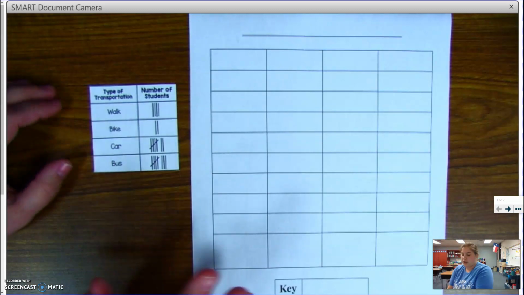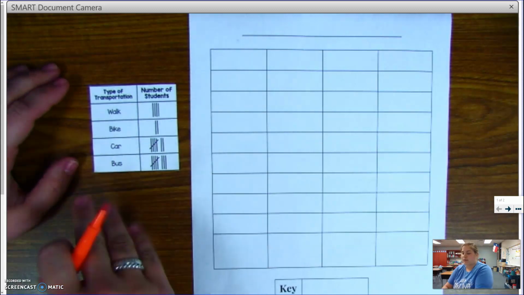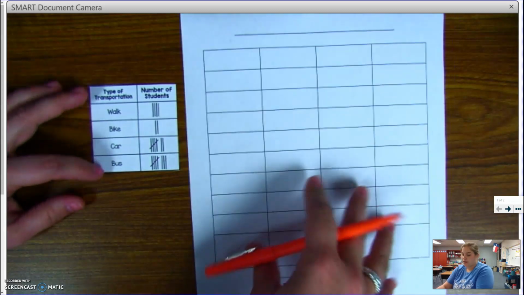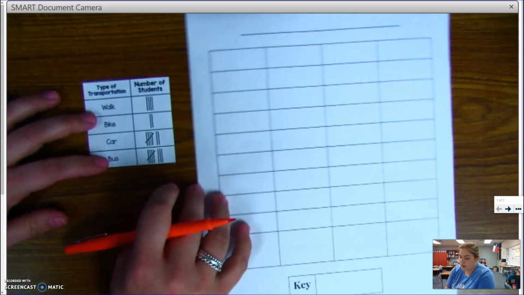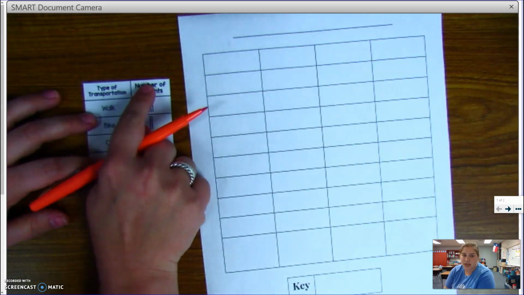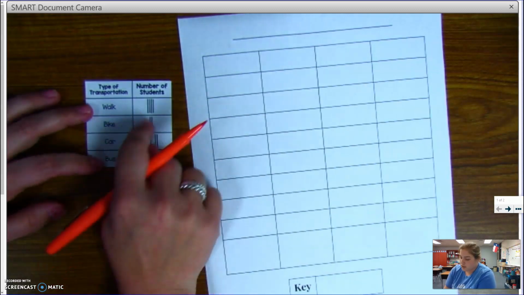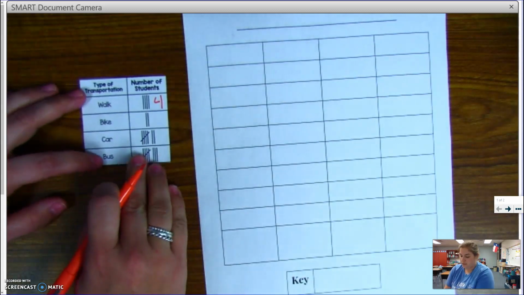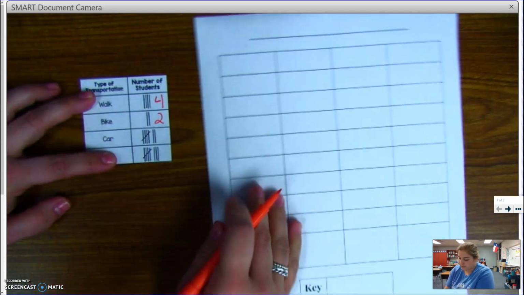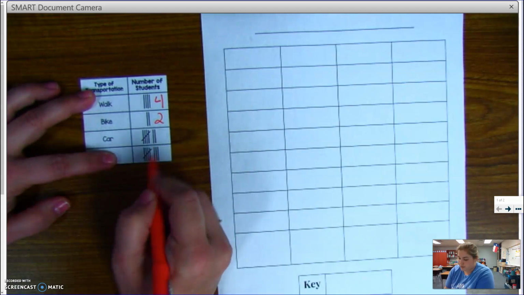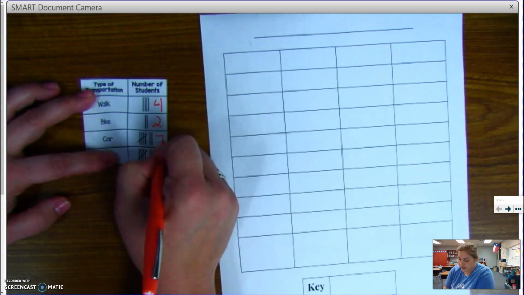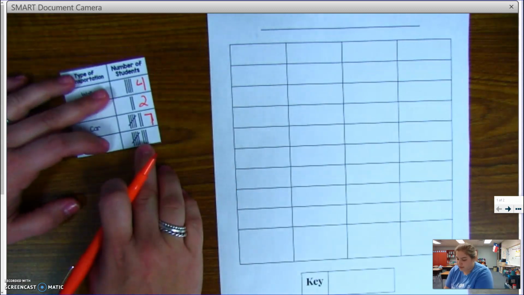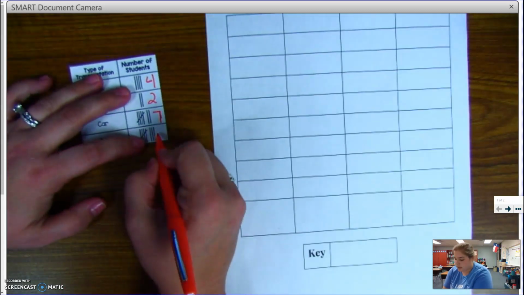So I'm going to figure out my totals for my tally marks before I try to move my data over to my pictograph. So there's type of transportation and our number of students. So I see 4 tallies for walk. So I'm going to put a 4, 2 for bike, a bundle and 2 more tallies, so that's 7 for car, and then a bundle and 3 more tallies for bus, so that's 8.